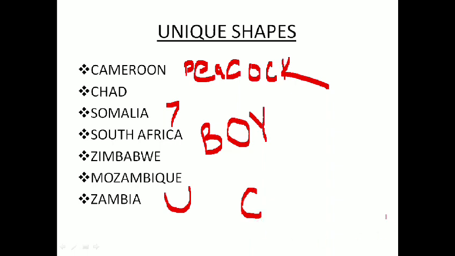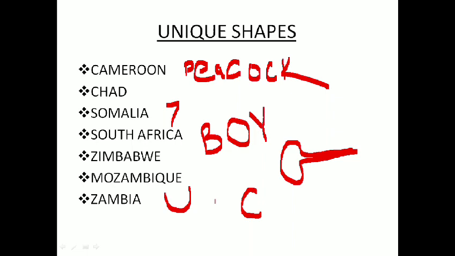Beside this, Eritrea looks like a key. Djibouti, C shape, whereas Zambia, U shape. These are peculiar shapes only for remembering, because this makes map pointing informative and entertaining. Without these, you cannot remember, or you will never get interested in map pointing.